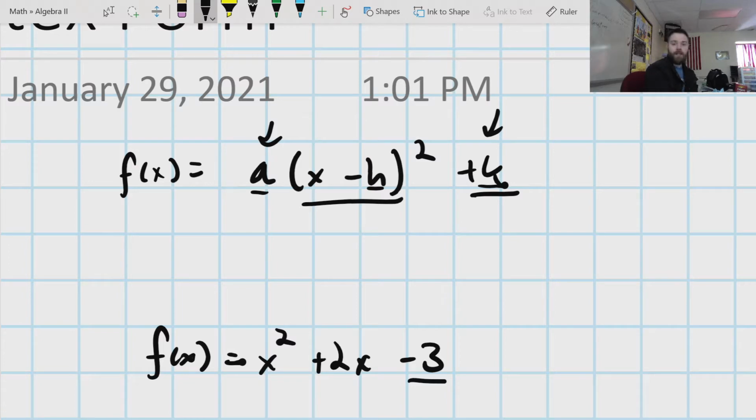So x minus h quantity squared, this h will tell you where you're shifting left and right. The k will tell you where you're shifting up and down, okay? So h tells me to shift right to left, or sorry, left to right. Yeah, it's inverted for you. So left to right or up and down, okay?